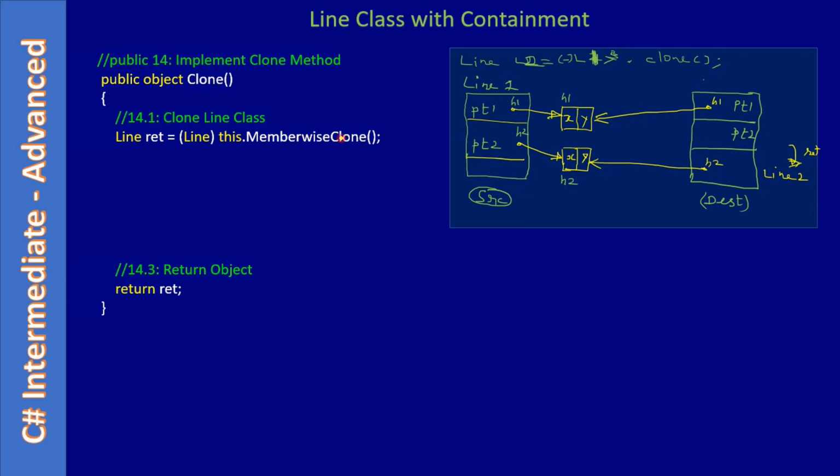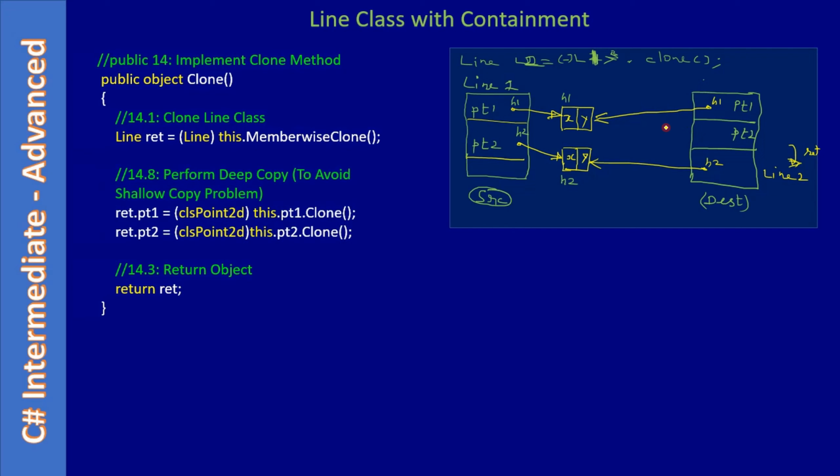Alright, so that's what member-wise clone will do. Here, if you see, it produced a shallow copy and you are seeing a problem. When the caller changes some content, it changes the content of the original copy also. That means it will change the content of L1 if the caller modifies X and Y through line 2.